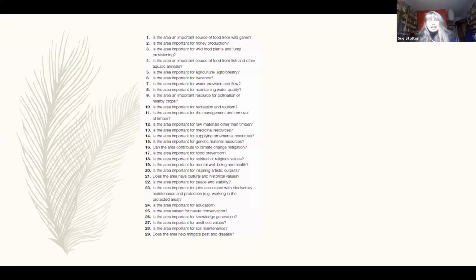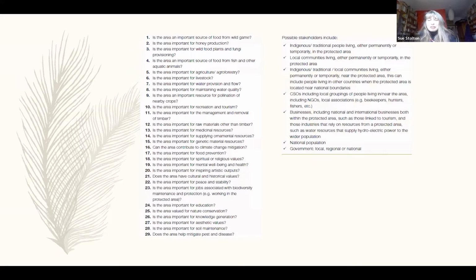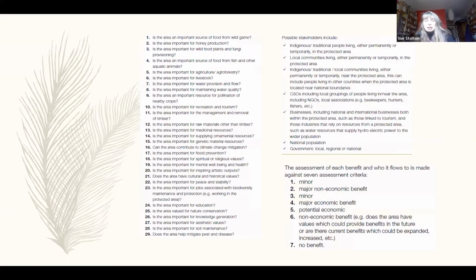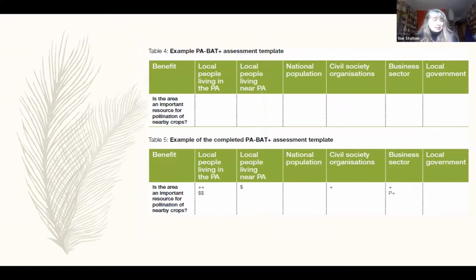So how do we put that together? Well, you can see all of the lists here, and this is all from the PA-BAT, and I'm not going to go through all these details, but we have this list of potential values, we have a list of potential stakeholders, and we have this list of 7 different types of assessment. And I say these are the bits that should be adapted, but between those 3 lists, you make up a tool that can get quite a lot of information from it. And this is what the tool can look like.